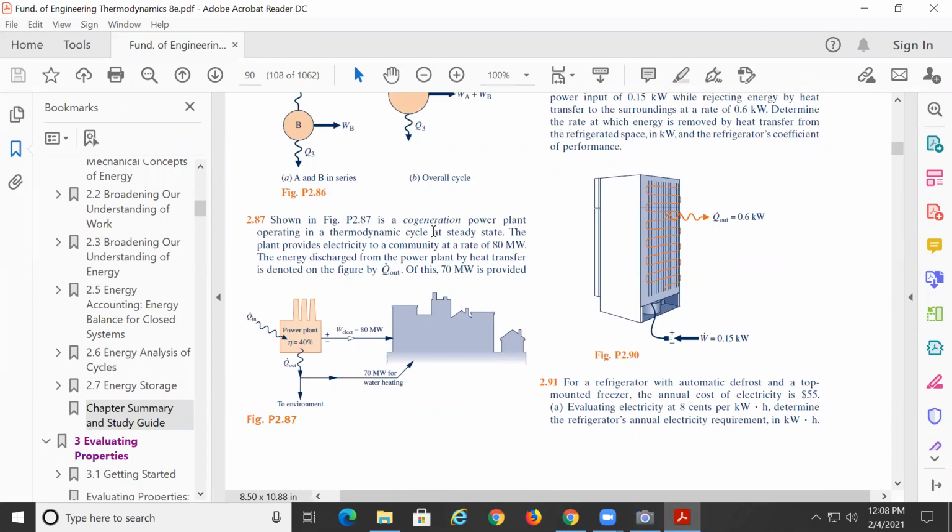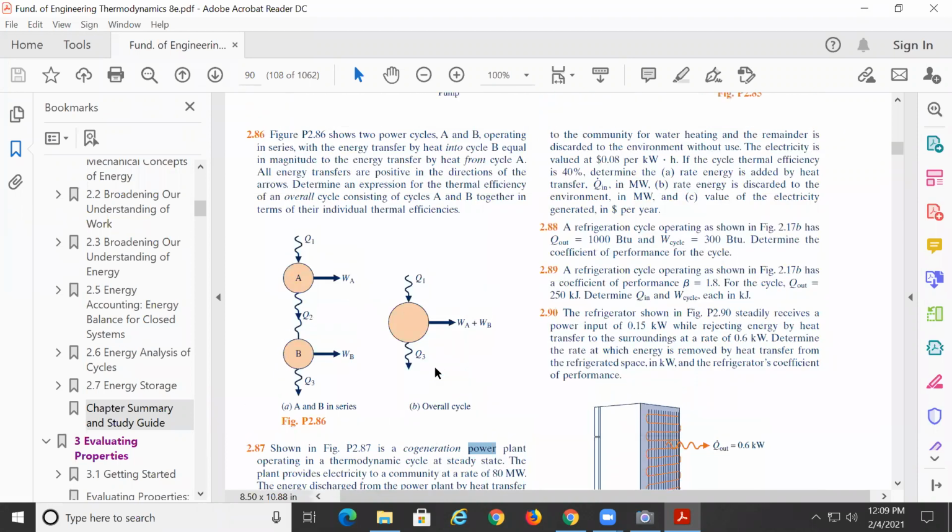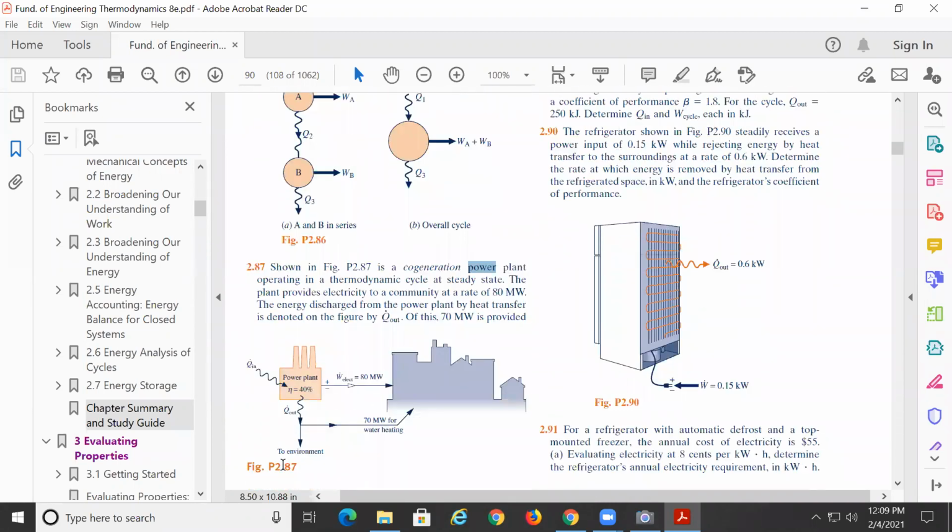Shown in figure 27, a cogeneration power plant operating in a thermodynamic cycle. What type of cycle is this? Power cycle, at steady state. The plant provides electricity to a community at a rate of 80 megawatts. It's right here on the figure. The energy discharged from the power plant by heat transfer is denoted by Q sub out, which is here. Of this 70 megawatts, some go to the community for water heating, and the remainder is discarded to the environment, over here.